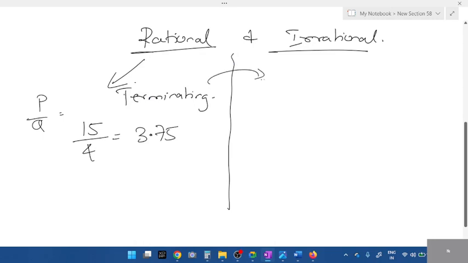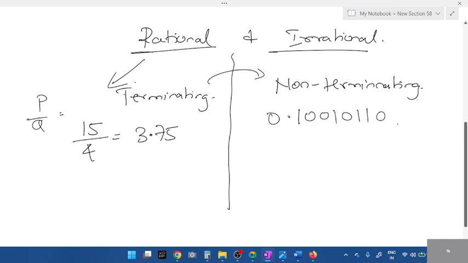The opposite of that is non-terminating. This is an irrational number. So in non-terminating, the example they give is 0.100101 like this. This is non-terminating. If they give a direct value like this, it is non-terminating. Okay, a non-terminating number is irrational.